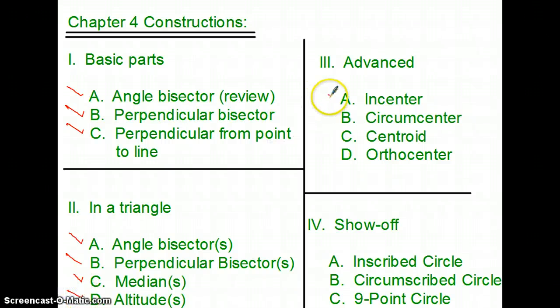Alright, welcome to part 3. By now we've done all of these. We're ready to start on Orthocenter.